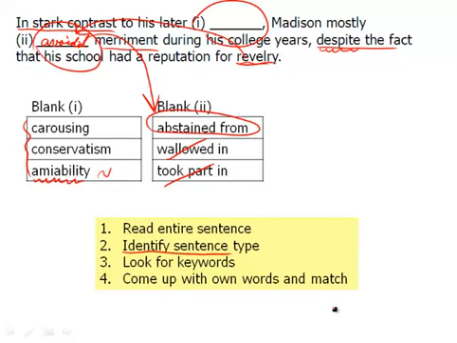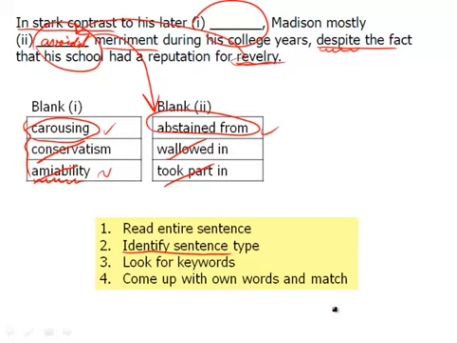If somebody is amiable, they are friendly. Does that mean they are partying? No, not by definition. They may party, they may not party. Conservatism obviously is the opposite of what we're going for here. And therefore the word carousing must mean to party, which it does. If one is carousing, they're having a great time, engaging in merriment and revelry. And there are our two answers in this case.